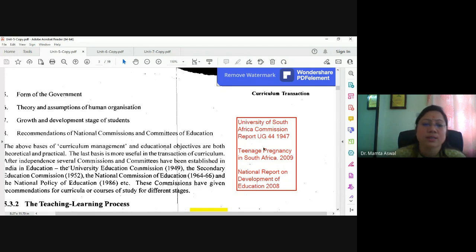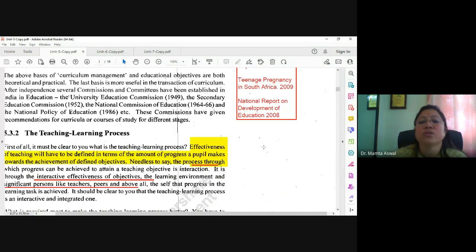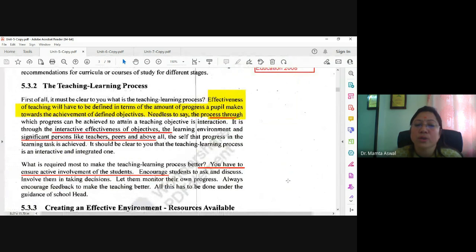So these are the reports, commissions, and committees from time to time which suggest what needs to be done, and on the basis of those reports of those commissions and committees, basically the syllabus, the curriculum is defined. They keep on suggesting this should be done, this should not be done. So on the basis of those recommendations and suggestions, various changes are made in the curriculum according to those reports.